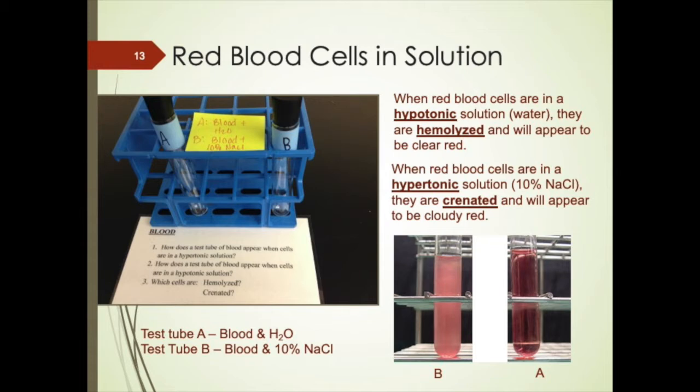When red blood cells are in a hypertonic solution, that's in 10% sodium chloride, they're crenated. Right? They'll shrivel and they'll appear cloudy red. And that's in tube B.